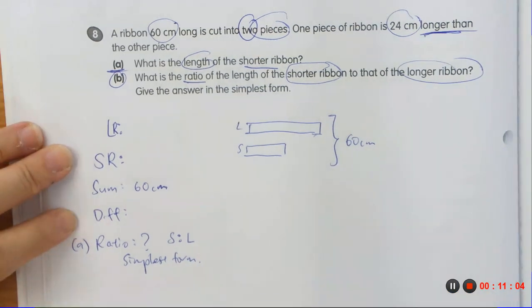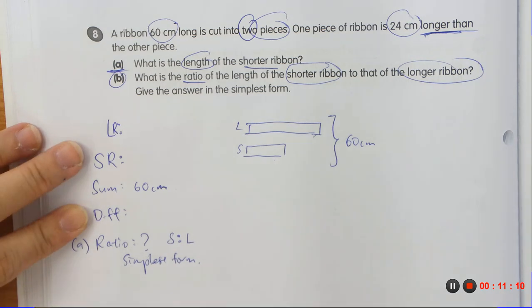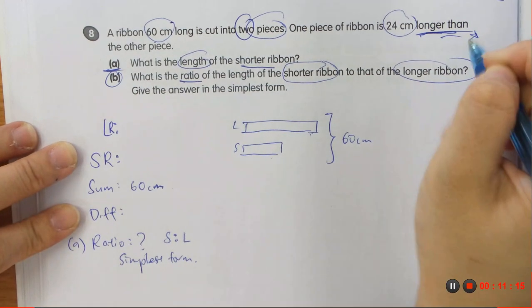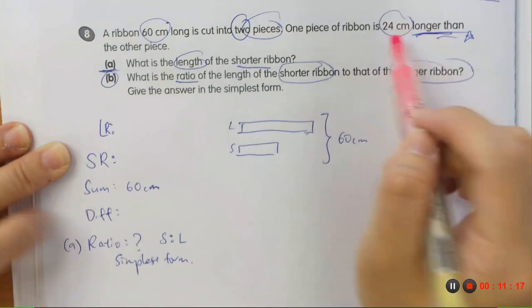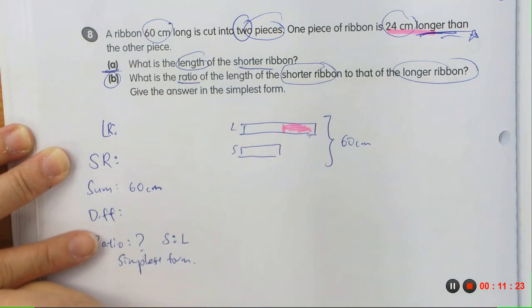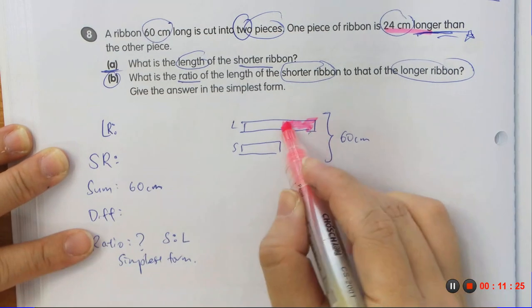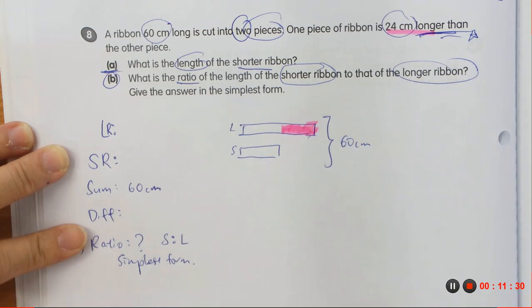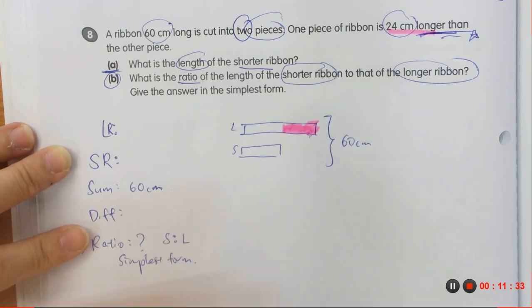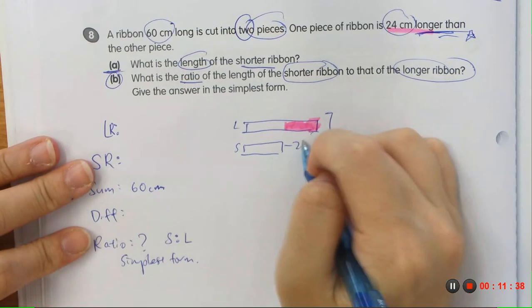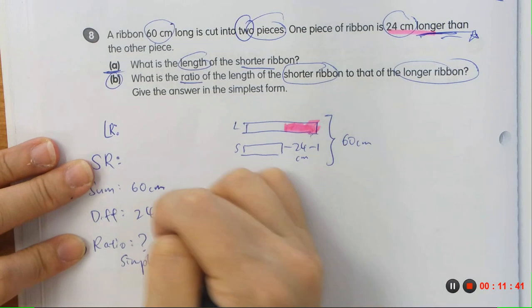What's the word that says so? Longer than. Like what Jared says, then. That's the key word. So I'm able to identify 24 centimeter is actually this part, the extra part that the longer one has. If I cut away this extra, then these two ribbons would have been the same length. Or if I top up the shorter ribbon, they will also have been the same length. Okay? So difference is 24 centimeter.